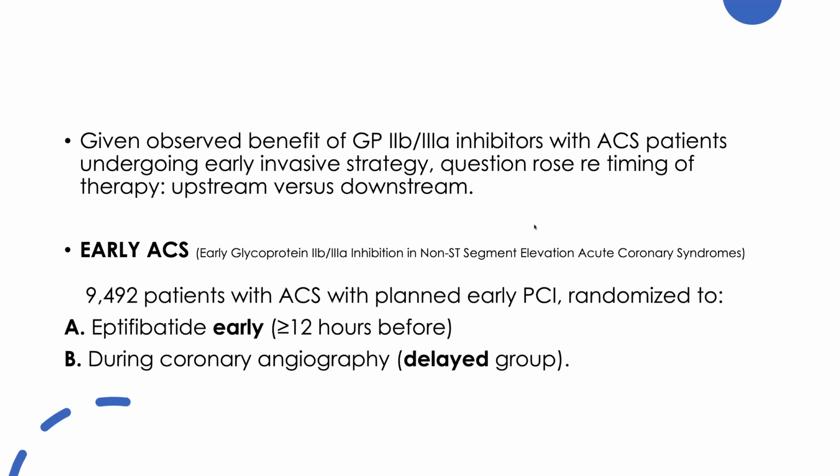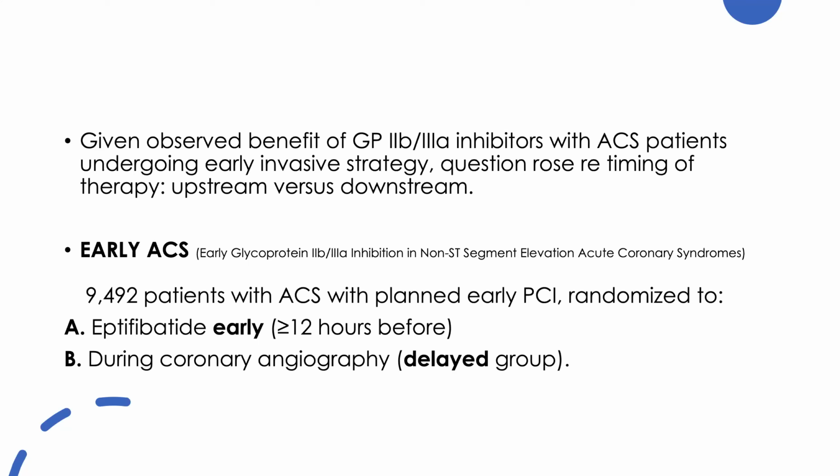So given this observation in patients with ACS, basically troponin positive patients undergoing early invasive strategy, a question rose at that time: should we give these medications upstream, just before the patient goes to the cath lab, or should we give them downstream? Is there a difference? Can we improve results, primary outcomes, and MACE? So this is what the EARLY ACS trial tried to answer.